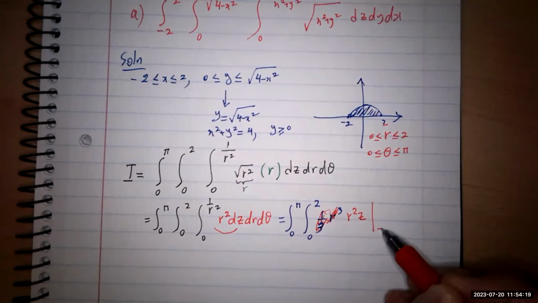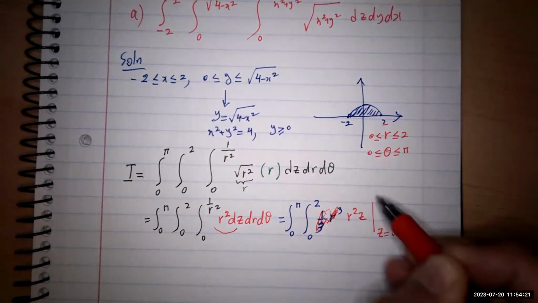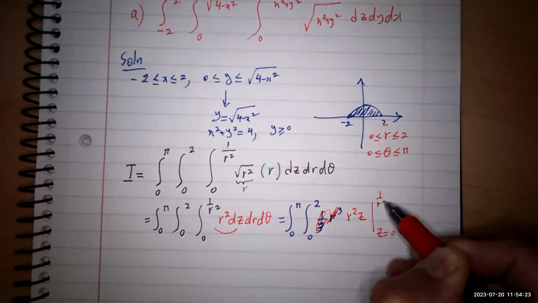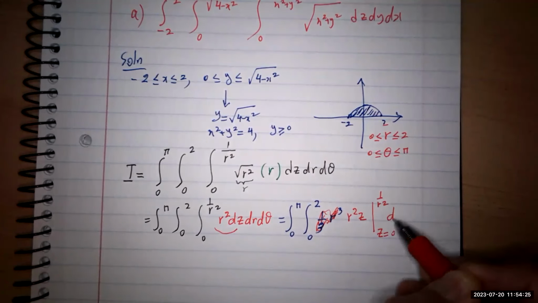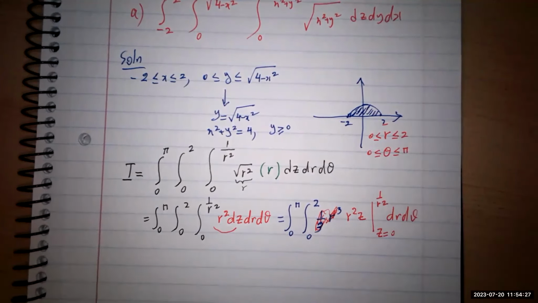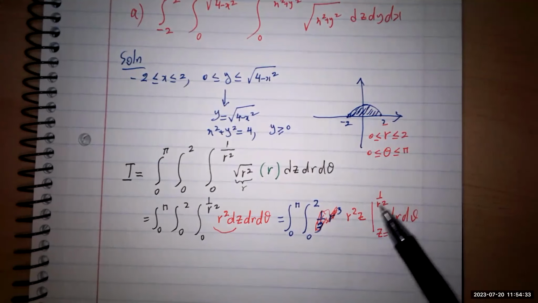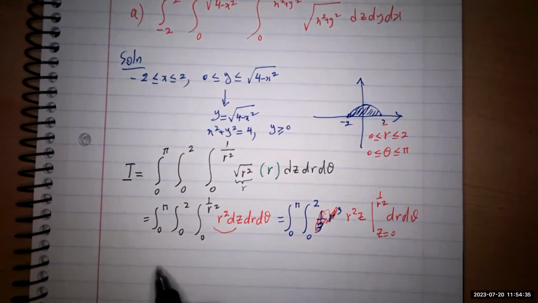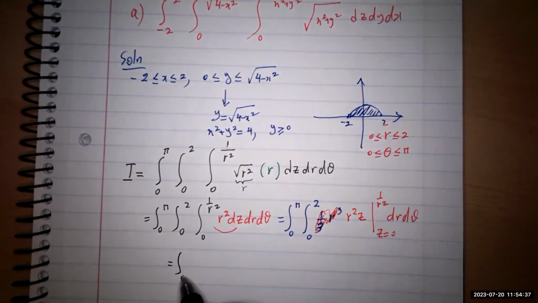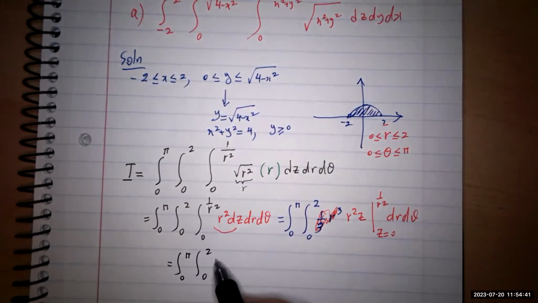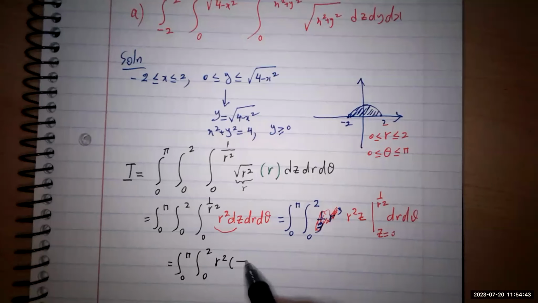R squared z, with z going from 0 to 1 over r squared. Then we come back and do the r and the theta. We have to do the z first. When you do the z, you replace z by 1 over r squared, and that simplifies everything for us. 0 to pi, 0 to 2. So it's r squared times 1 over r squared.